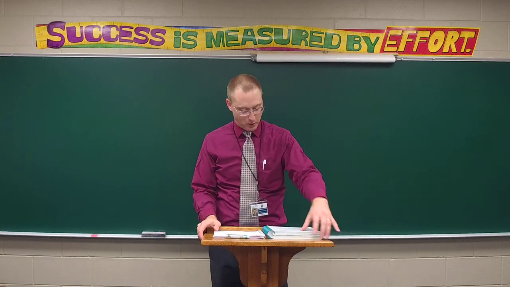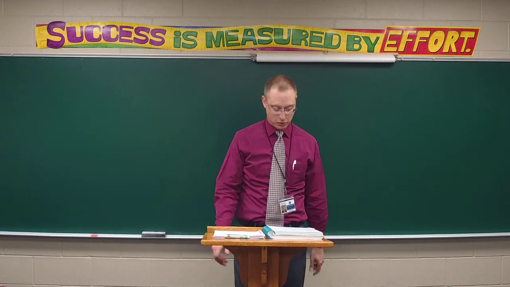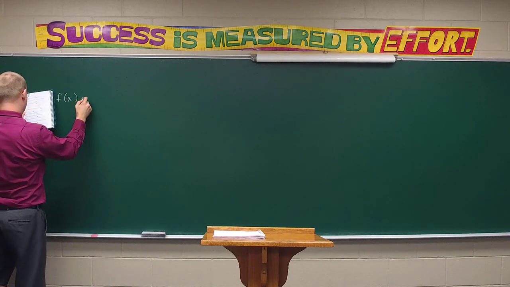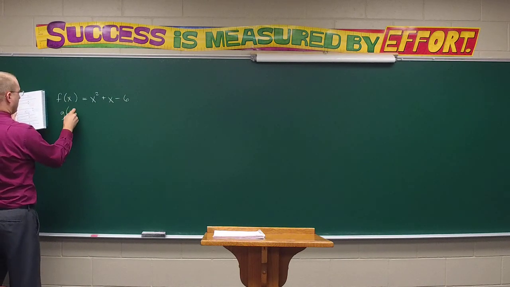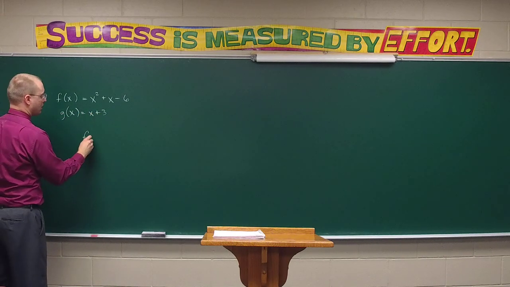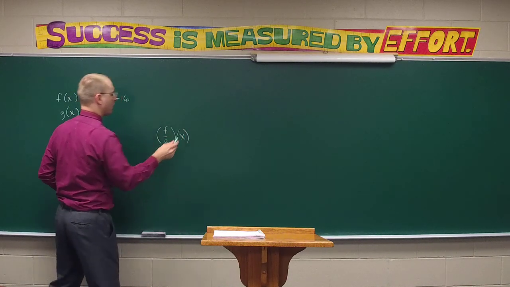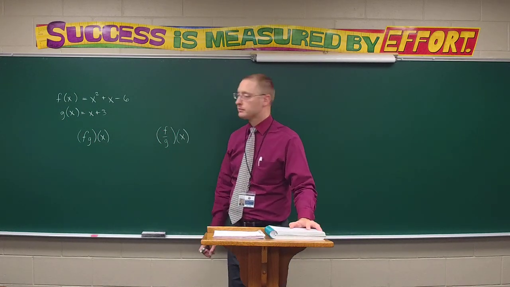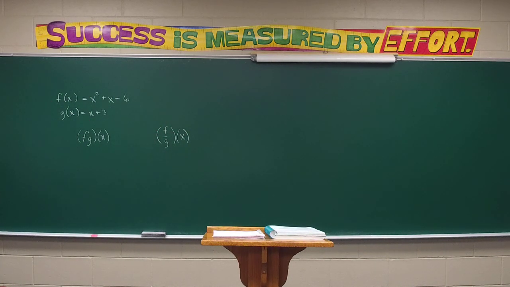Let's drop down now to 25 and 26. They give you f of x, they give you g of x. They want you to find fg of x and f over g of x on 25 and 26. Call this combination of functions, where you're putting a couple functions together through either addition, subtraction, multiplication, or division.